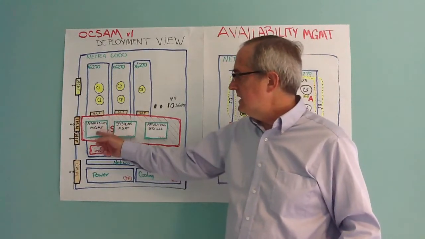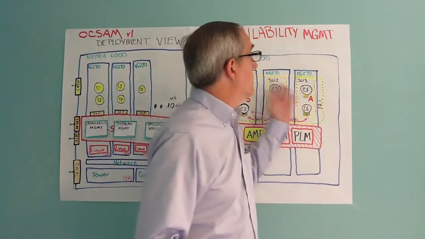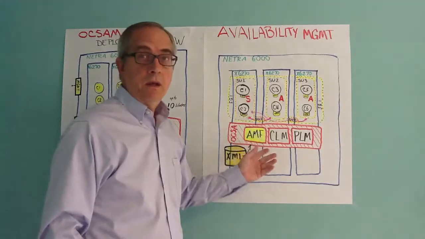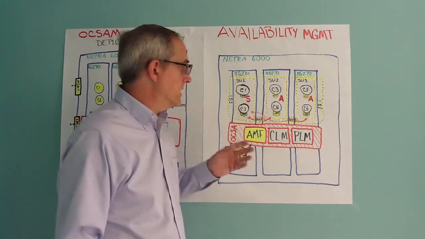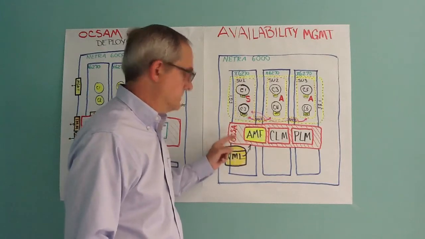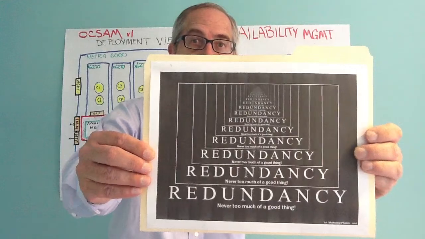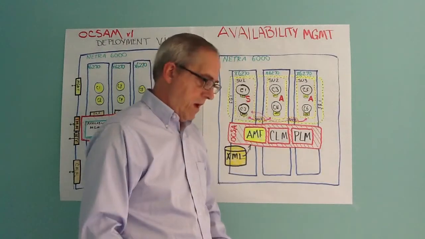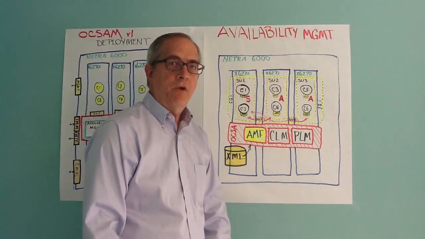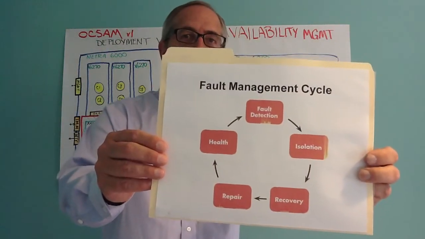Now, in this video, we're really going to talk about availability management. To that extent, we're over here in a more focused view of the same deployment view, where we really start peeling the onion and looking in the OCSAM layer. We're talking about software redundancy. You can never have too much of a good thing. And the core overall paradigm that we need to consider is the fault management cycle.